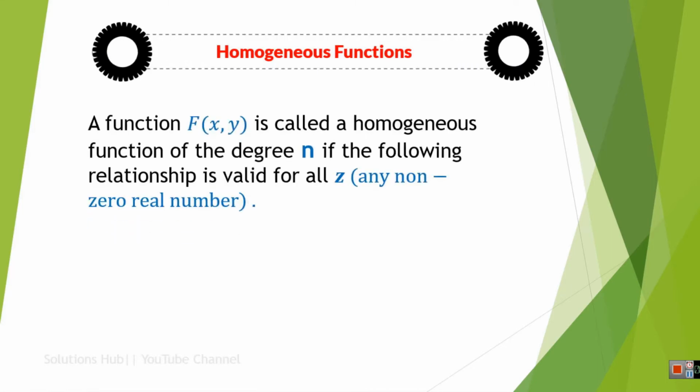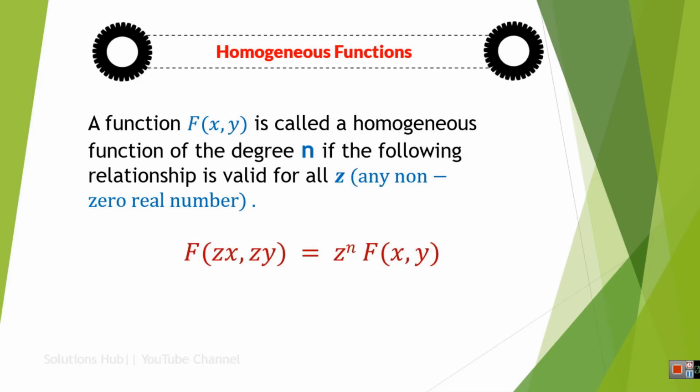A function f in x and y is called a homogeneous function of some degree n if the following relationship is valid for all z, where z is any non-zero real number. So if you have any function f, it is called homogeneous of degree n if it satisfies this particular relationship that you are seeing on your screen.